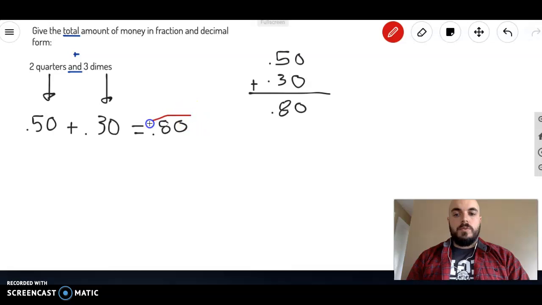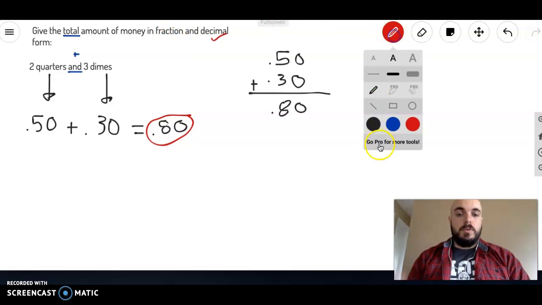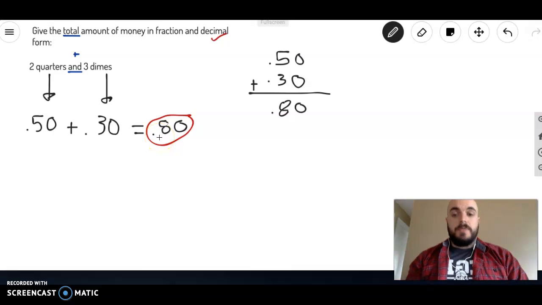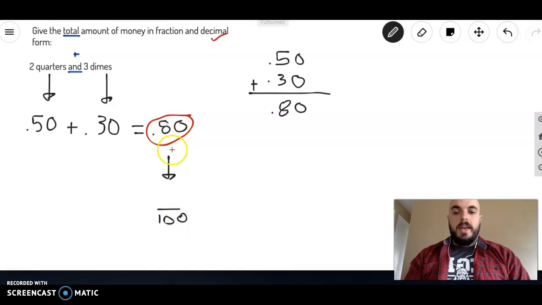Now, we're not done yet because we have found it in decimal form, but we need to now put it in fraction form. So we're going to convert this decimal sum we have here into a fraction. And the easiest way to do that is just to look at the place value we have, which is hundredths. So I'm going to put it over 100. And I know we have 80. So 80 hundredths. That's simple.